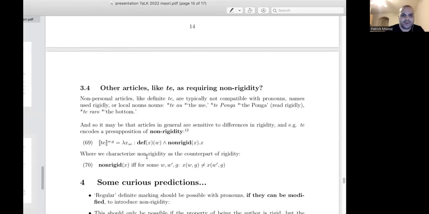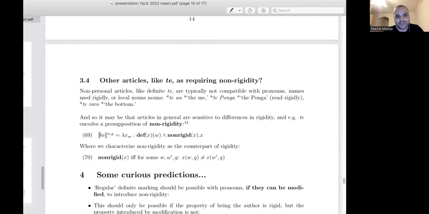One last thing, I'll end here and leave the predictions for the questions, but you also might want to say, because you don't get things like te ao, the me, or te ponga, the ponga for a rigid name, you should get it non-rigidly, which we can talk about if you want, or te raro, the bottom. Articles like te would then mark non-rigidity as well. So what I'm suggesting is that the article system of Maori has not only an indefinite, definite contrast, but a rigid, non-rigid contrast, right? And so you can add non-rigidity to the conditions on te and cash out non-rigidity as just, at two worlds, the things differ. So that's the account in a nutshell.